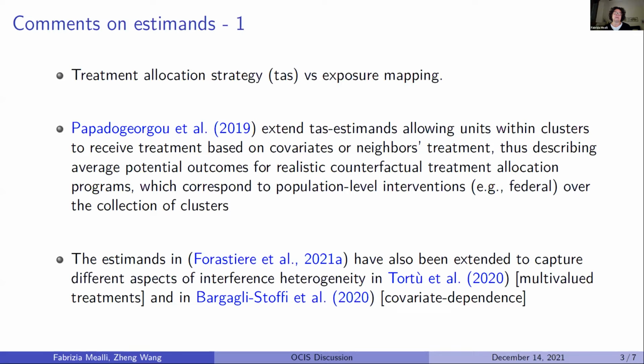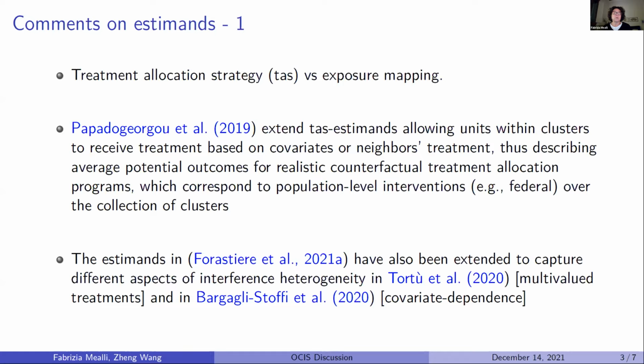So I would like to start my discussion by providing some comments on the estimand, and specifically I would like to give a further account of how essentially different forms or aspects of heterogeneity in observational settings with interference have been tackled or approached or defined in the literature so far.